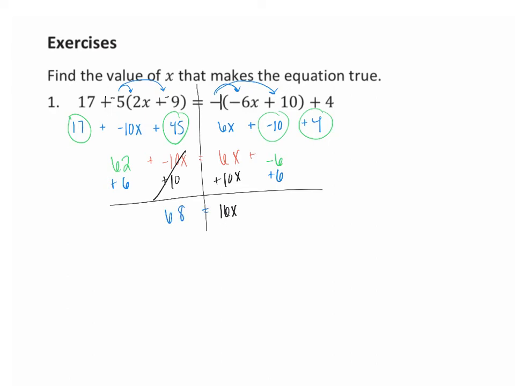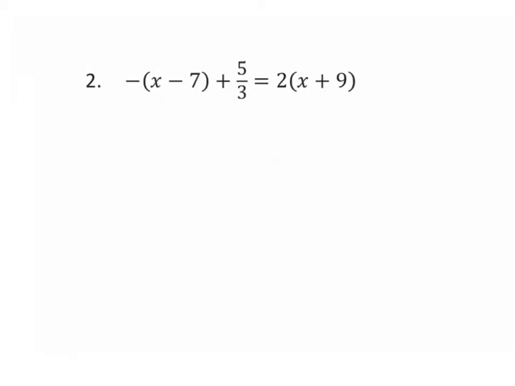68. Last step is to get my x by itself, so I'm going to divide by 16. Over here it cancels, I'm left with x equals 68 divided by 16. Let me do it on my calculator really quickly. 4.25 is what I got. Okay. That's my answer here. All right, number 2.